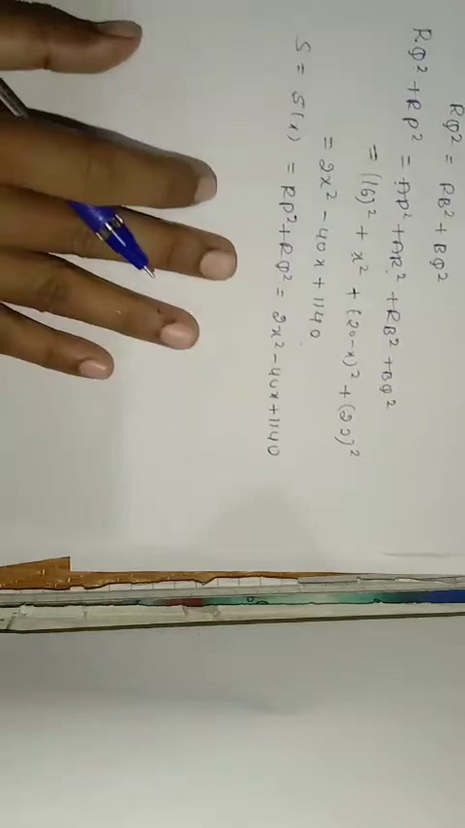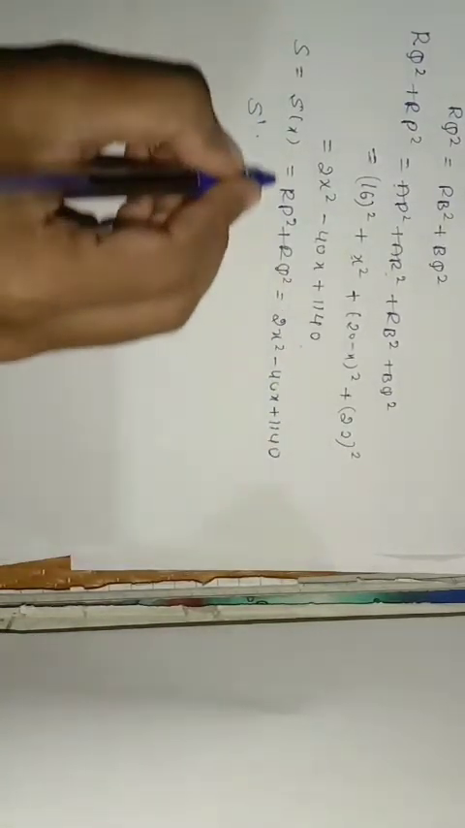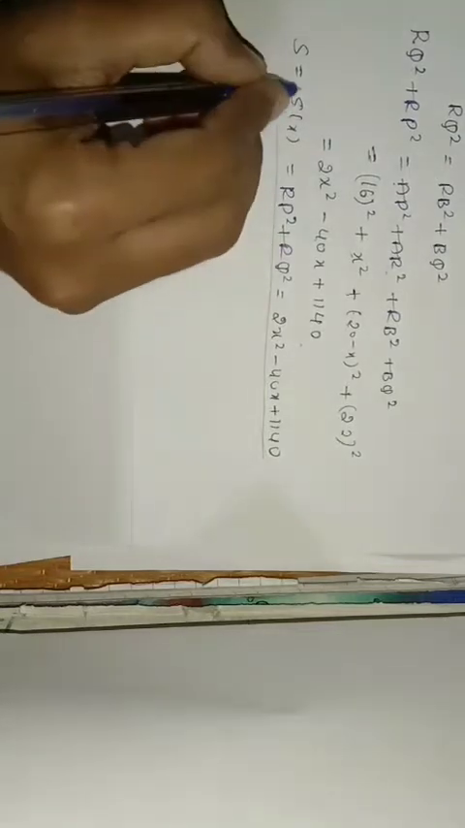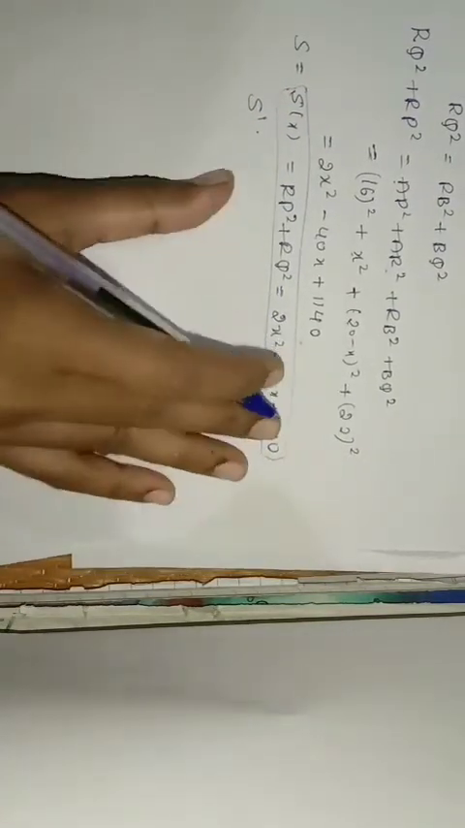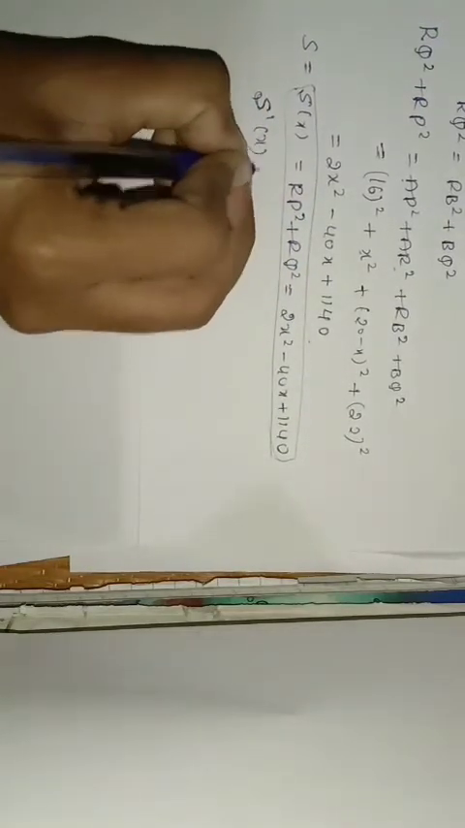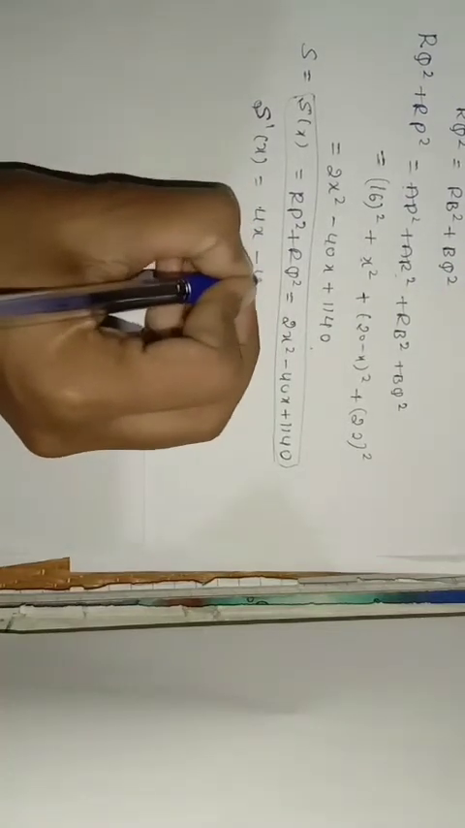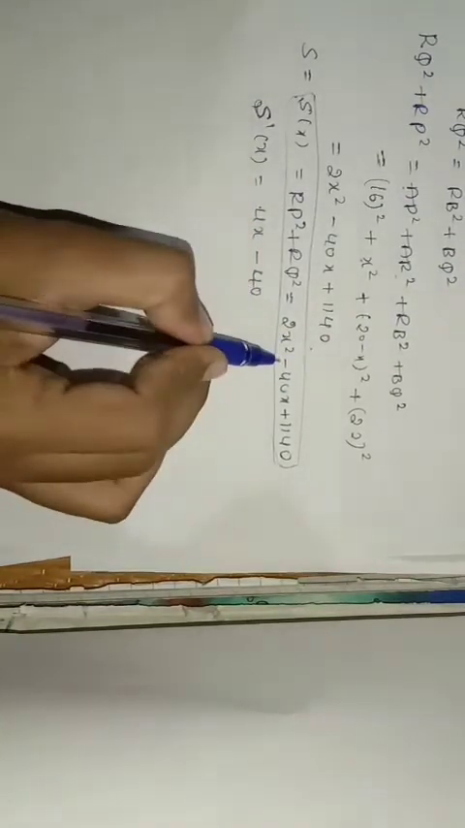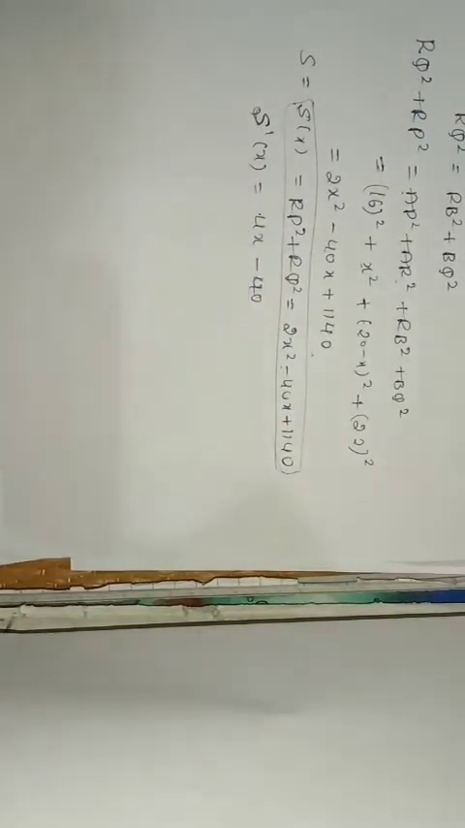So if you differentiate this equation, what happens? We got one equation, no? We got s of x as some quadratic equation. So if you differentiate this one, s dash of x will be 4x minus 40. If you differentiate this equation, s dash of x is 4x minus 40, we got.